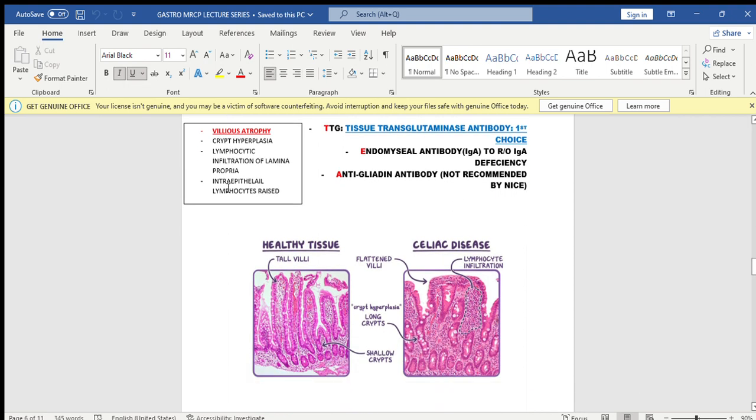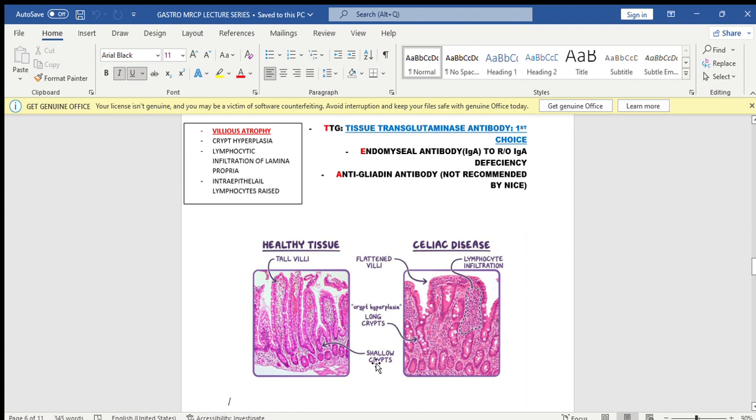Now I have a picture over here. This is healthy tissue and this is celiac disease. Look at the villi. Such beautiful villi, right? They look beautiful. Look at the villi over here. They're all flattened out, right? Look at their shape over here. They all are smiling and happy and beautiful. But look at them. They're all flattened out. Their morale is down. They're out.